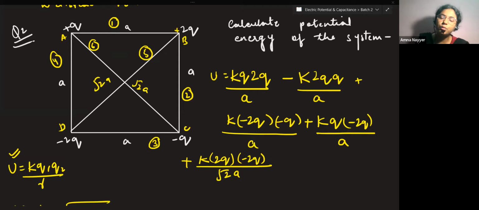One charge is Q, the other charge is minus Q. The separation between them is root 2A. So what will be the potential energy? You write it in this manner: K Q1 Q2 by R. So just replace Q1 and Q2 with their values and whatever is the separation between them. Yes, Hiba, try.